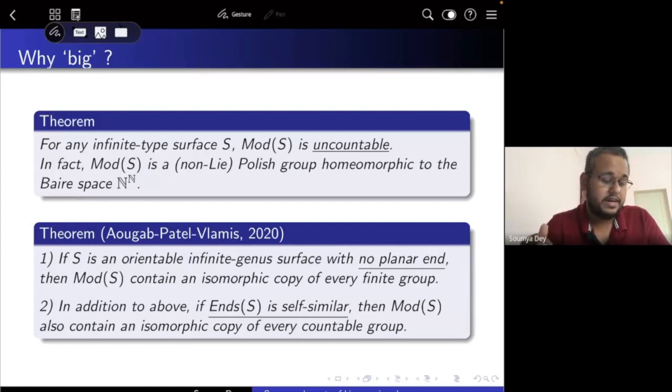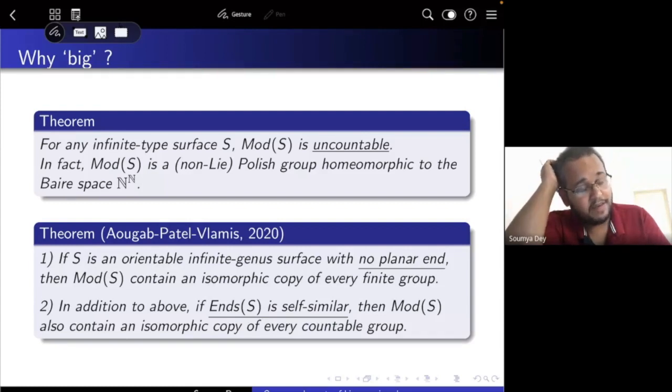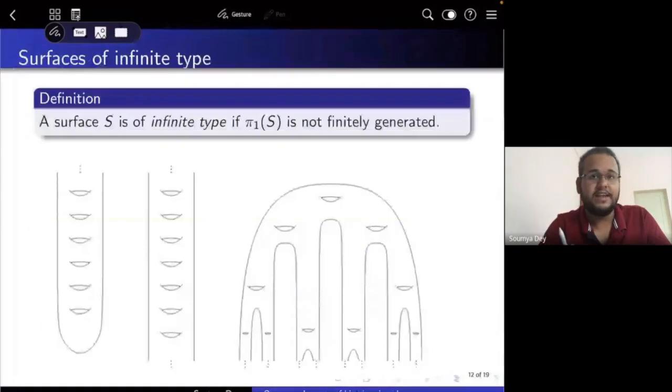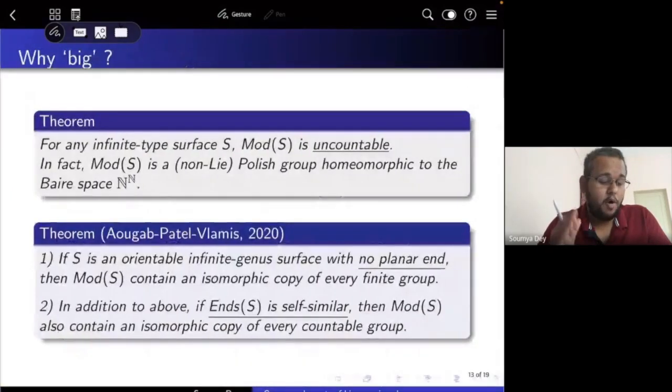Not only that, there is a theorem by Aougab, Patel, and Vlamis in their recent paper in 2020. If S is an orientable infinite genus surface with no planar end, for example the surfaces that we have given in the previous slide, all these have it. I will not be defining what planar ends are. So for these examples, Mod(S) contains an isomorphic copy of every finite group. This is quite mysterious and interesting to me, that any finite group can be embedded in any such mapping class group.